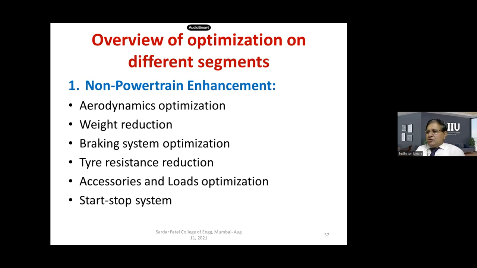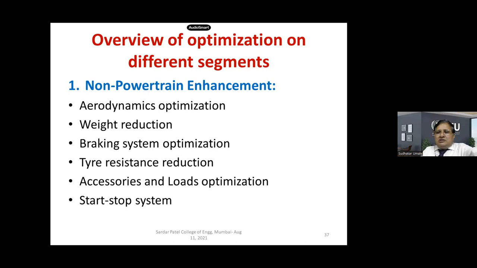So these are the non-powertrain enhancement techniques: aerodynamics optimization, weight reduction of the vehicle, braking system optimization, tire resistance reduction. This tire resistance reduction is also called rolling resistance of the tire. Then accessories we are using in the engines, in the vehicles, and loads optimization, start-stop systems. So the weight reduction and aerodynamics optimization are very important.